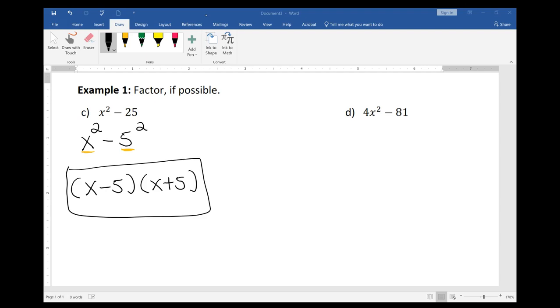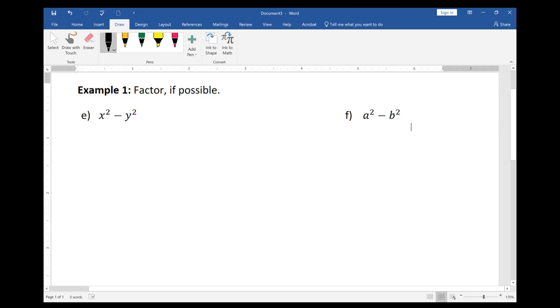So for 4x squared, we could write it as 2x, all of it squared. That would give us 4x squared. And 81, we could write it as 9 squared. So now that we have identified our perfect squares, we write our binomials. So our binomials are 2x minus 9, 2x plus 9.